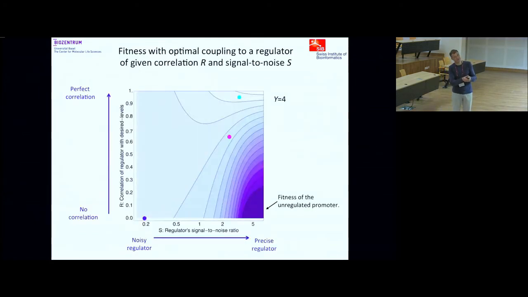Along here is the signal to noise of the regulator. Here are noisy regulators, here are very precise regulators. Along here is the correlation between the regulator's levels and your desired levels. So up here, the regulator is perfectly matching what you want. Down here, the regulator is going up and down in a way that doesn't correlate at all with what you want. Now I'll look at 3 example scenarios. The color here, it's a contour plot, is the fitness. Highest fitness is here, lowest fitness is there, and these lines are lines of equal fitness.